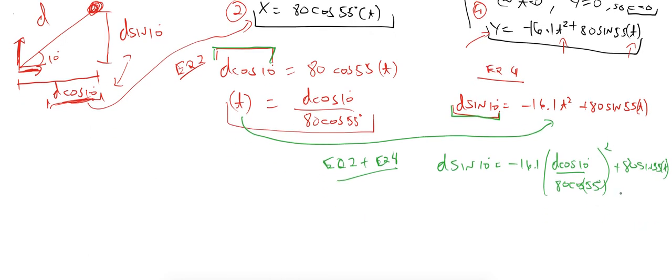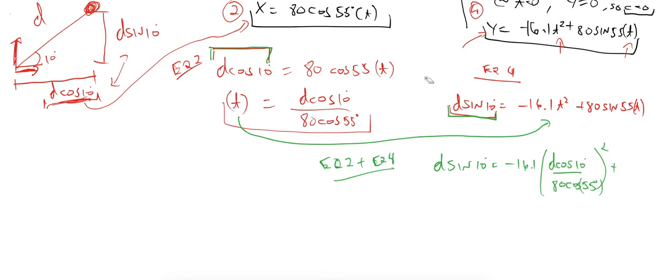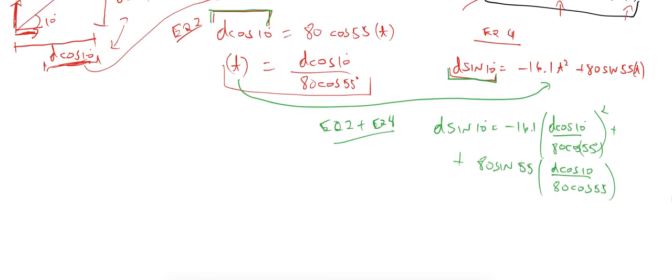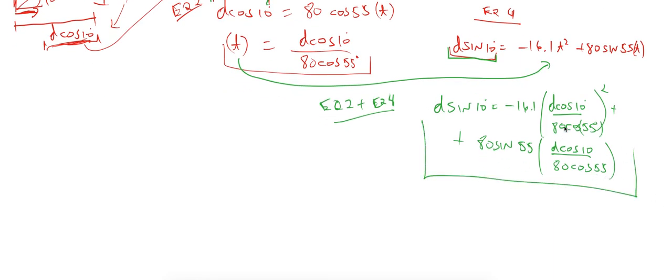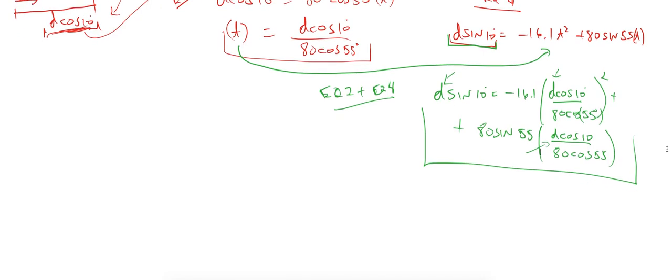Now, oh, it's not times t, right? Because I eliminated t. So really, I should have replaced it by the other expression. So let me just put it down here: plus 80 sine of 55 times d cosine 10 over 80 cosine of 55. Okay, now we're good. So this is my new expression, and notice that everything is in terms of d now. And it's a quadratic, so I should be able to solve it, no issues whatsoever.